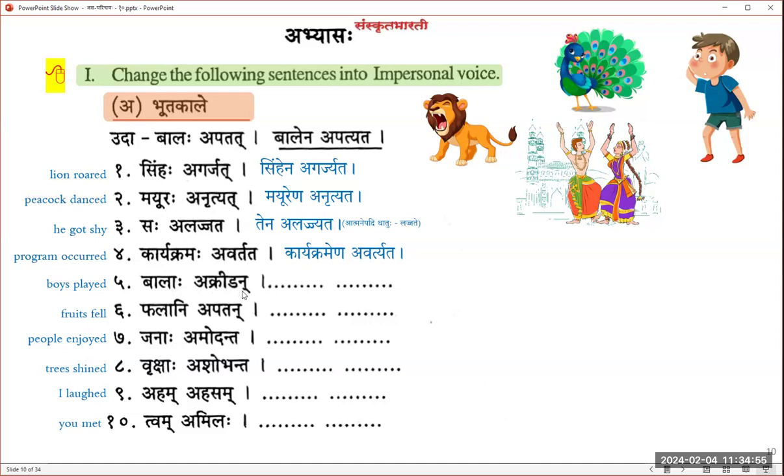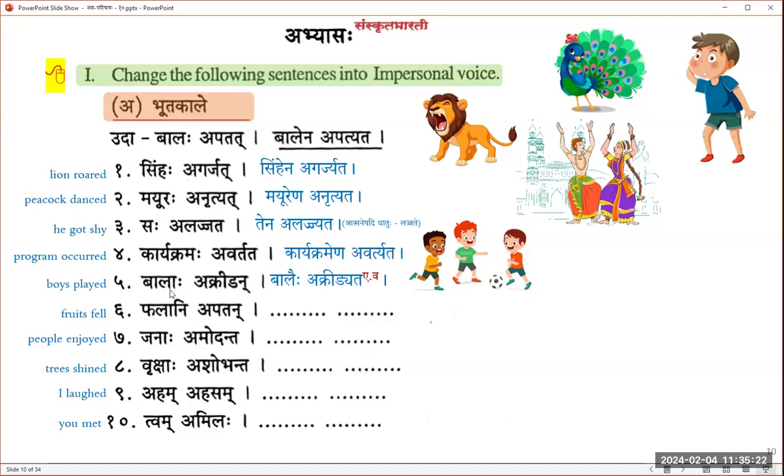Balaha akridan. Balaihi akridyata. Ekavachana. Well done. Balaihi akridyata. Ekavachana is the highlight here. Others we know. It is just the switch to Atmanepada form, and ekavachana is what is happening here from Parasmaipada akridan. Bahuvachana, because the karta is bahuvachana there in the kartari form.